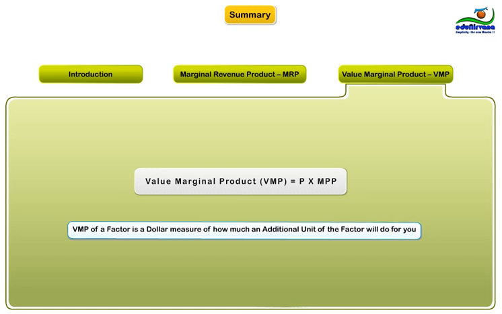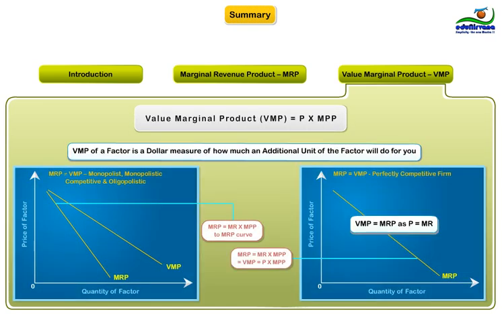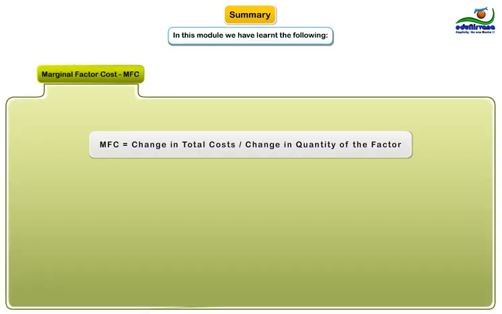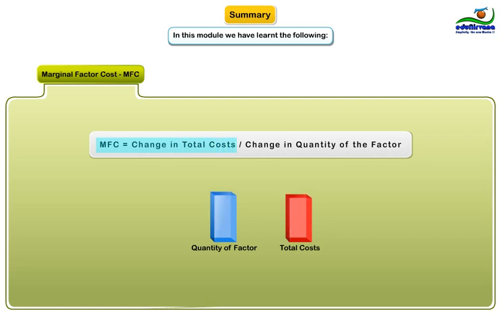Then it was discussed that in perfect competition markets, VMP is equal to MRP as P is equal to MR, and that in other markets this is not the case. Another concept, MFC, marginal factor cost, was introduced as follows: MFC is equal to change in total costs divided by change in quantity of the factor.